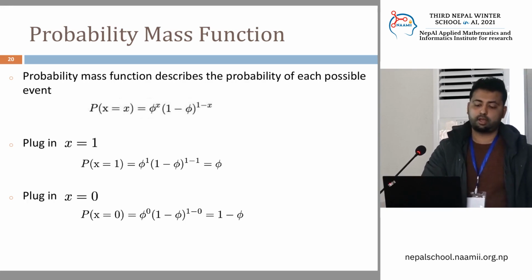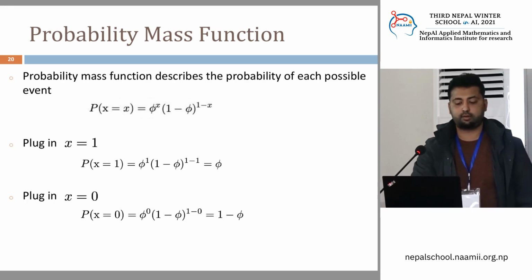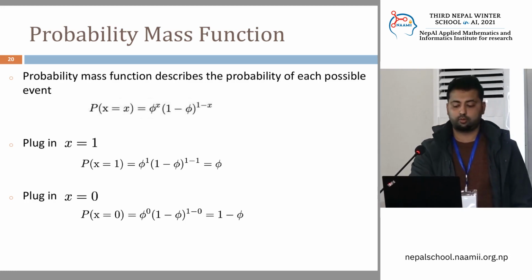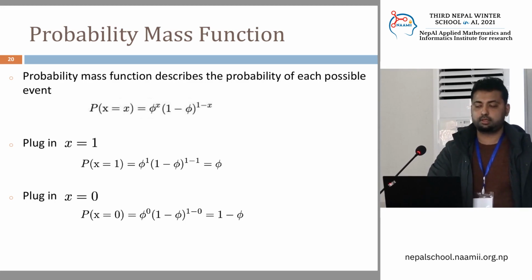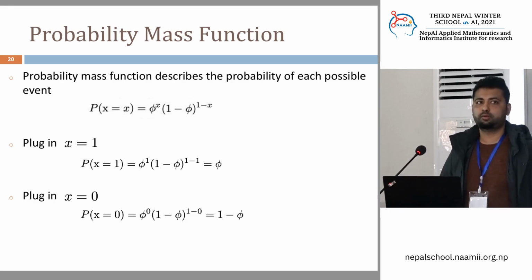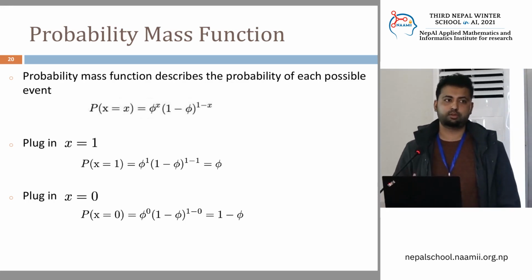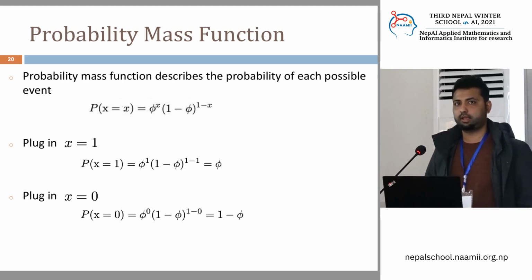And similarly, you can do x equal to 0, and you figure out that the probability of x equal to 0 is equal to 1 minus phi. So this equation is also hidden here. And similarly, I will show later that you can also compute the expectation and variance all from this probability mass function. So this is a way to express the distribution in a more mathematical and concise way.